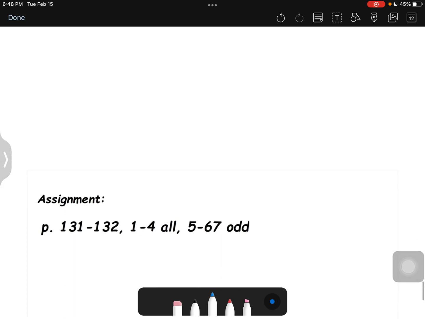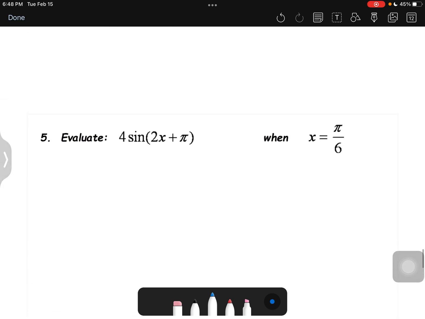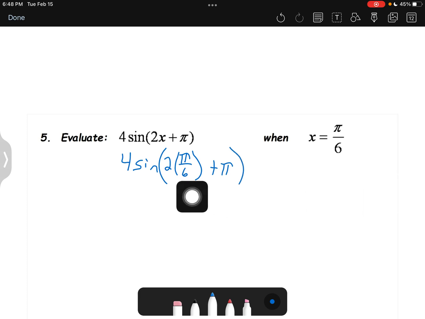Okay, it looks like we've got one more of these. This is just evaluating. So it's got an x in the expression. You're going to replace x with pi over 6. So I've got 4 times sine of 2 times pi over 6 plus pi. Now this is all in parentheses, right? So we need to simplify this. So I've got 2 pi over 6 plus pi. Let's see how this simplifies. So 2 pi over 6 is pi over 3, plus pi.